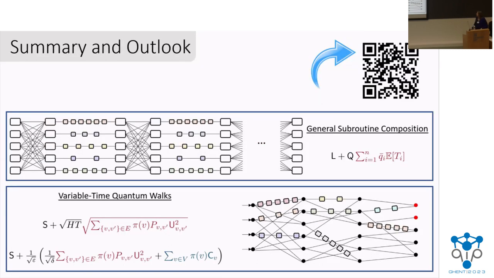So to summarize, we have this very general subroutine composition result that we can achieve if, instead of thinking about algorithms as just a very strict sequence of gates, we rather think of them as some more structured graph-like objects that the algorithm can flow through in a more fluid way. And we also have some composition results that are specific to quantum walks. And if you'd like to learn more, please refer to the paper. Thank you very much.